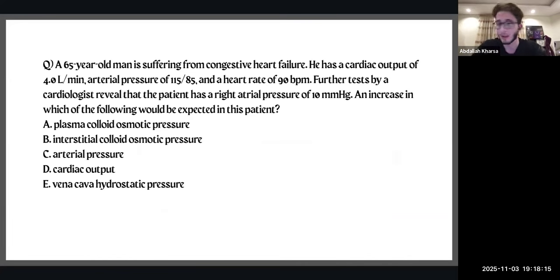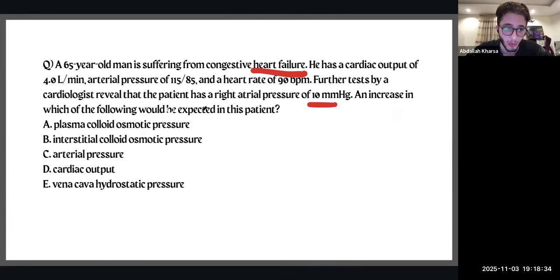Okay, I'll read the question. It says a 65-year-old man is suffering from congestive heart failure. Underline heart failure. He has a cardiac output of 4, and so on. Further test by cardiologist reveals that the patient has a right atrial pressure of 10. This is increased, right?